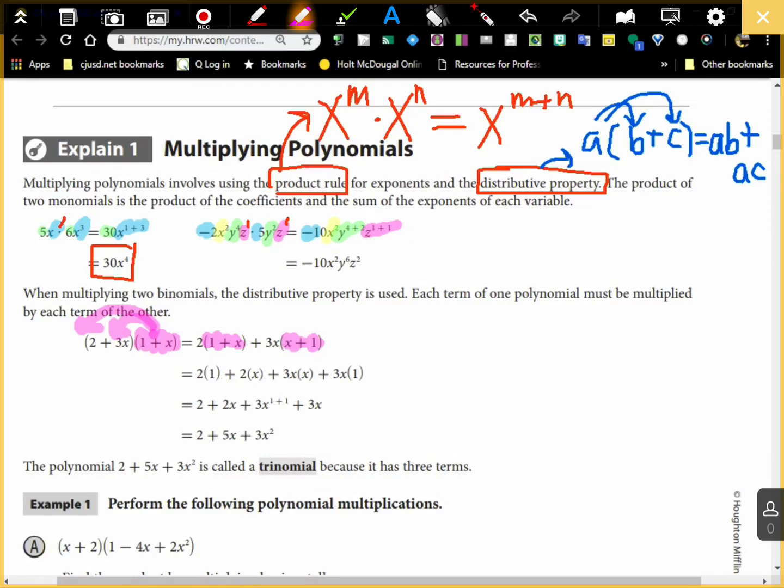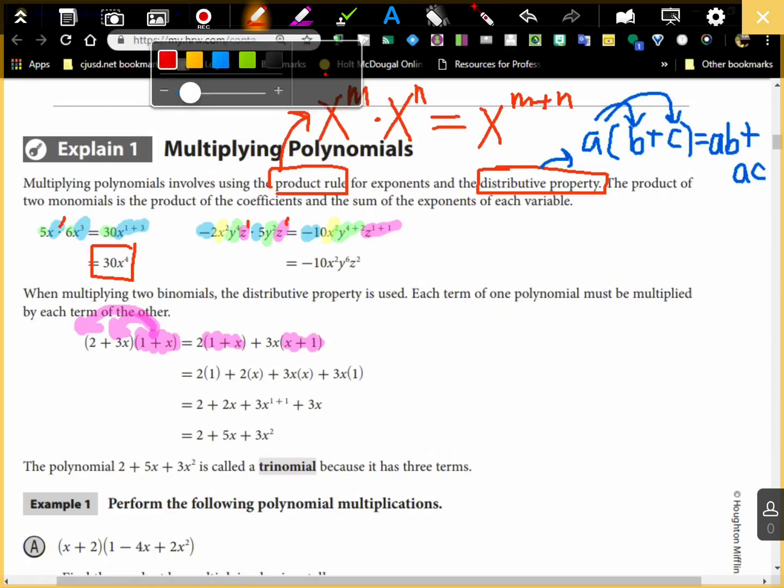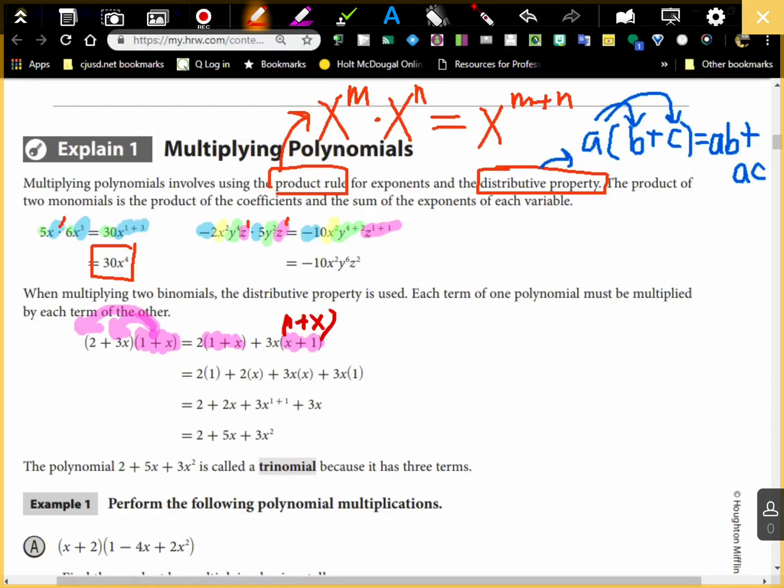Now the book did something without explaining it here. They took 1 plus x and they rewrote it as x plus 1. Do those mean the same thing? Yes. Commutative property of addition tells me I can reorder addition. So it probably would have looked a little nicer if they'd left that as 1 plus x. But they don't have to because of the commutative property of addition, but they do mean the same thing. And so that's distributing once, but we still have parentheses in this problem.